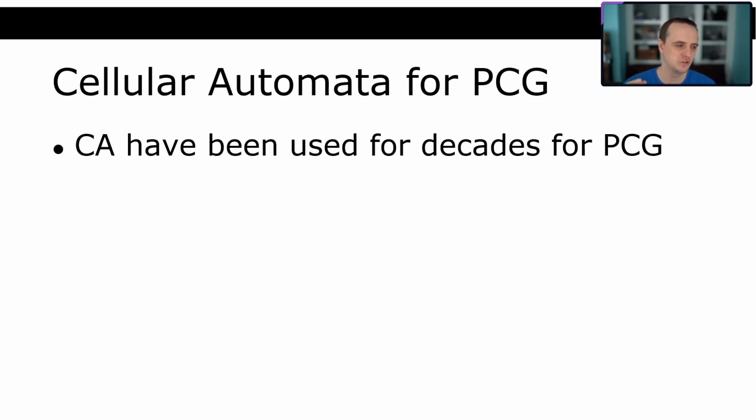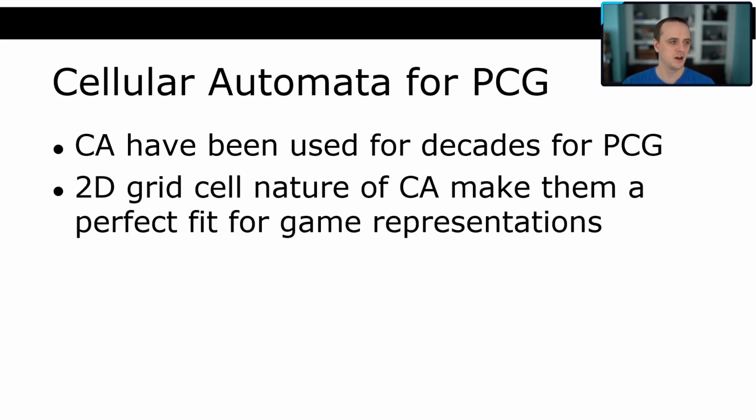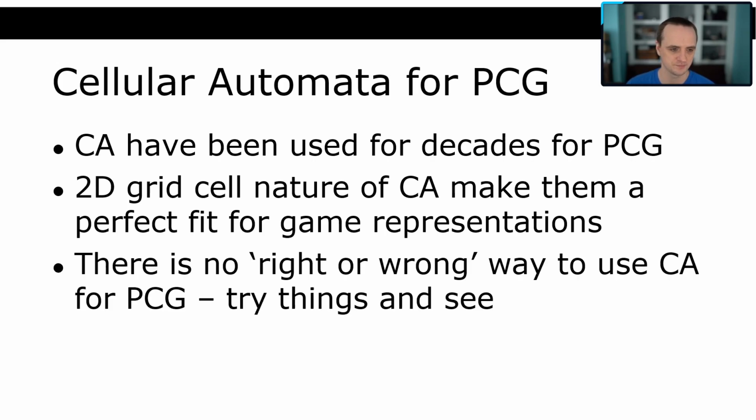So CA have been used for decades for PCG, almost as old as Conway's Game of Life. People have been using Cellular Automata for pattern generation and texture generation, etc. So this is not a new thing, but it was new to me at some point, and maybe it's new to you. The 2D grid cell nature of CAs makes them a perfect fit for game representations, because we often work with grids, right? We've looked a lot at grids. Someone in the chat just asked, what is PCG? Procedural content generation. We're talking about that in this lecture.